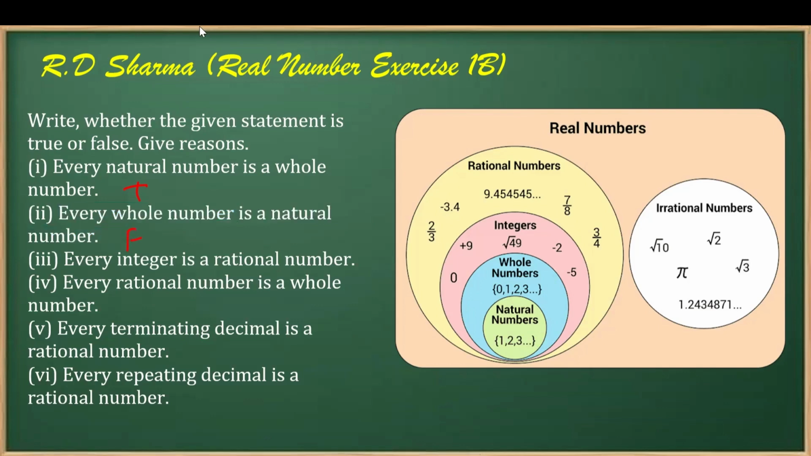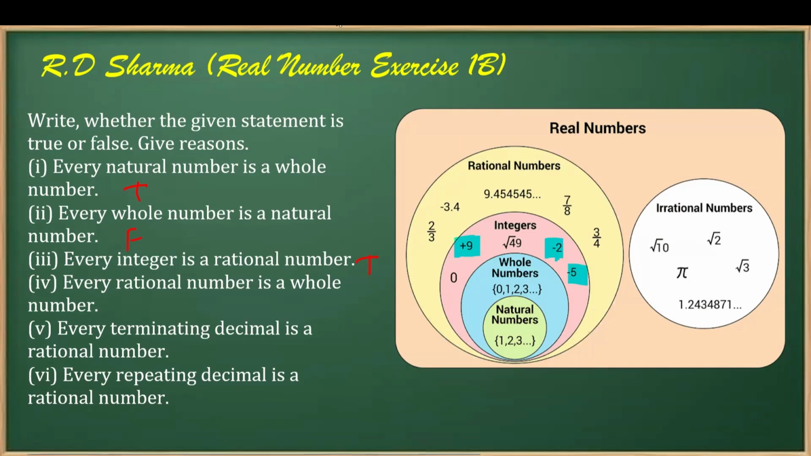The third part says every integer is a rational number. As you can see, this big circle includes rational numbers, and you can see integers are within that circle. So this is a true statement. And what reason will you give? Integers can be written in the form p by q, like -9 can be written as -9 over 1. Since it can be written in the form p by q, we say that they are rational numbers.